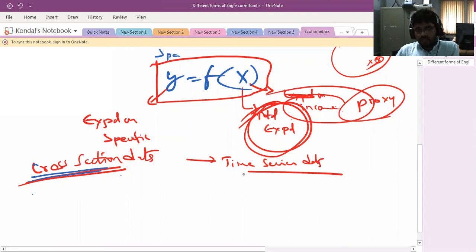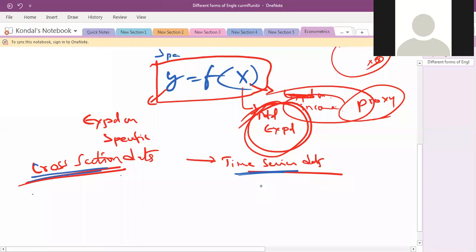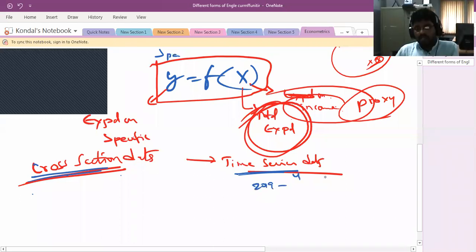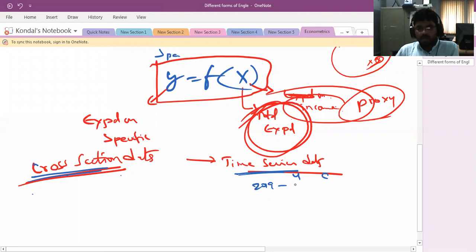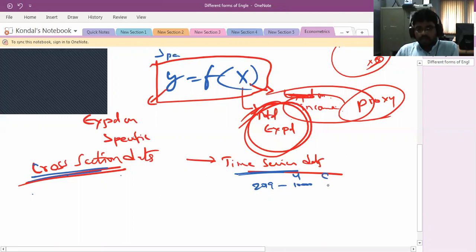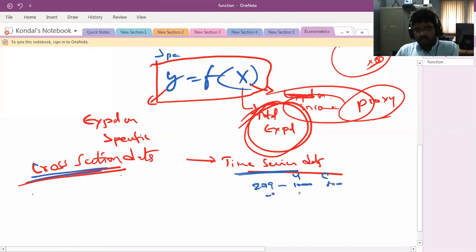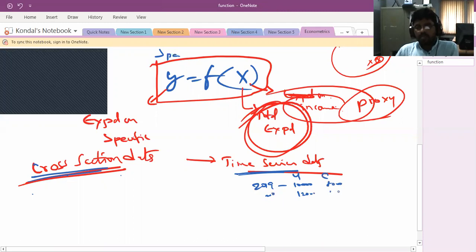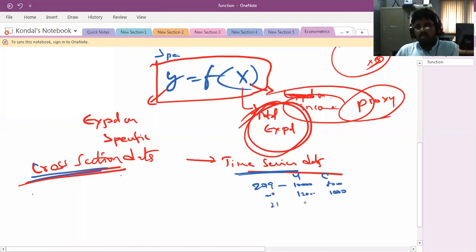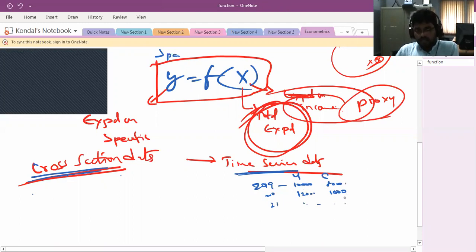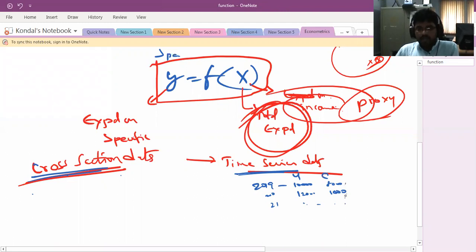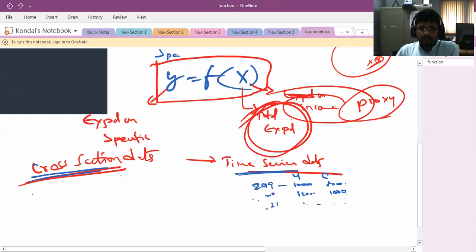The time series data is the data which is collected over a period of time, year-wise. For example, in 2019, how much their income, how much their consumption. If you ask your relative, their income is 10,000 and their consumption is 8,000. In 2020, their income is 12,000 and their expenditure or consumption is 10,000. If you get the data frequently on the basis of years, half years, months, days, this is called time series data.